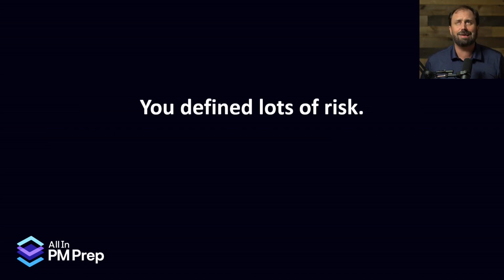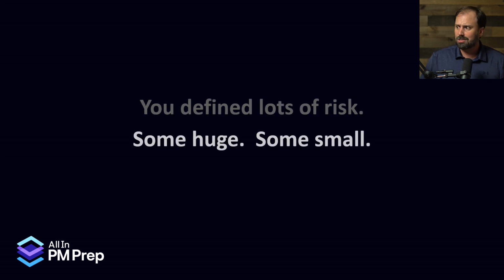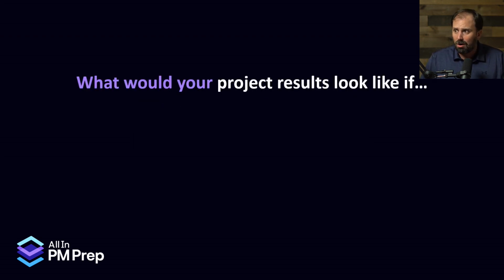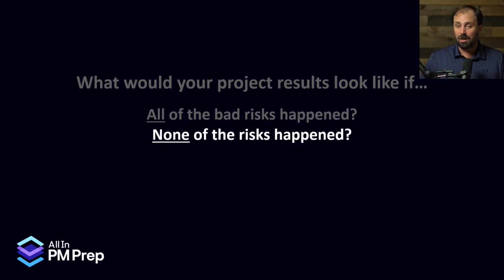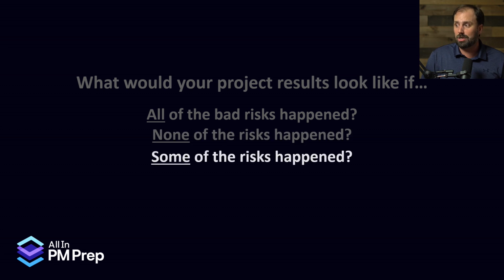Now, you defined a lot of risks out there. Some were big, some were small. What would happen to your project results? Let's just play the example out. If all the bad risks happen, like, oh my gosh, Murphy's Law showed up and didn't want to leave, everything bad happened, what would happen to your project? Or if you just happen to get the luckiest day and week and month and year of all, that none of the bad stuff happened, what would happen to your project? Or if a smattering of this, that, and the other thing, what would happen? Obviously, you'd have a different output for each one of those occurrences.